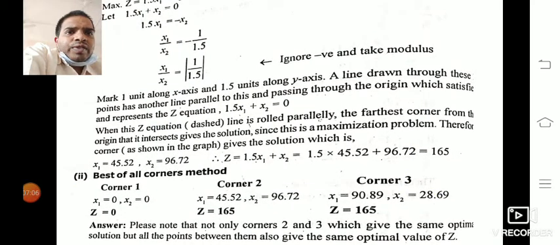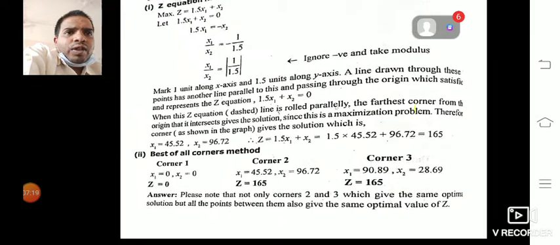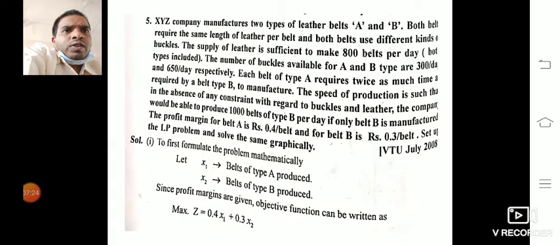This is a maximization problem. At corner 1 we get z equals 0, corner 2 gives 165, and corner 3 also gives 165. It is a tie between corner 2 and corner 3; we can choose any one for the optimum value of z. Now the fifth one, take it down as homework and try to solve this problem using the graphical method. This ends the first module.